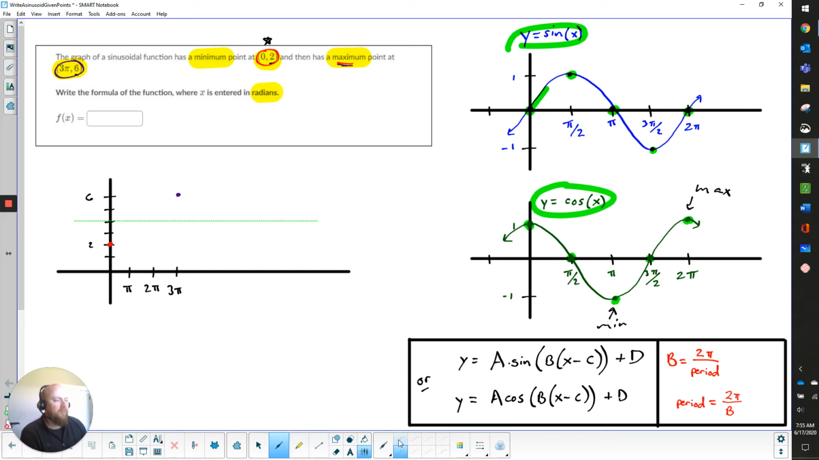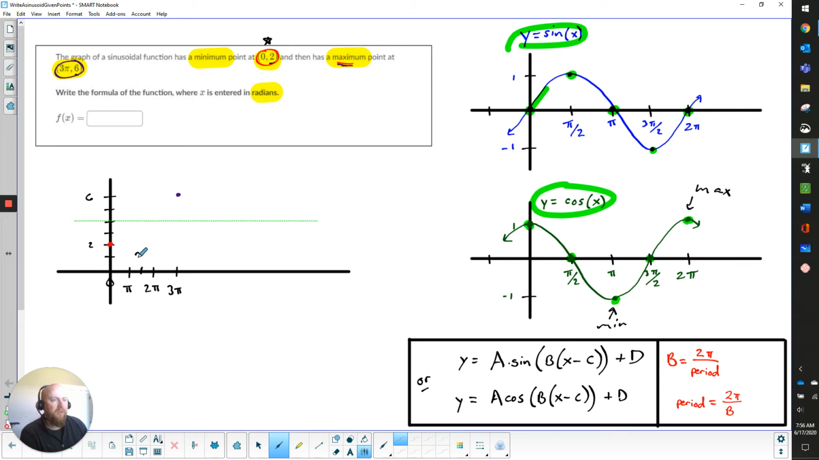And I'm going to go ahead and place some anchor points. What is exactly between 2 and 6? We know it's a height of 4, but from 0 out to 3π, exactly halfway there is 1.5π. So I think I'll label that above here.